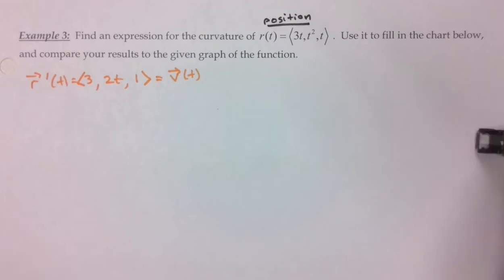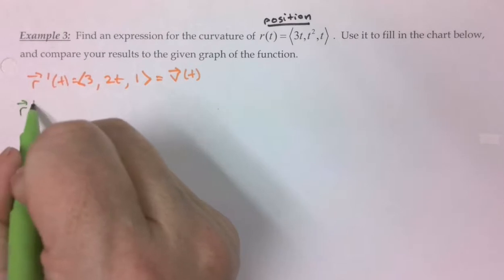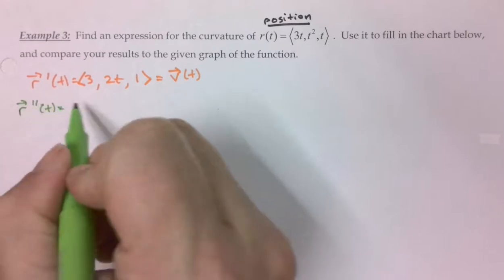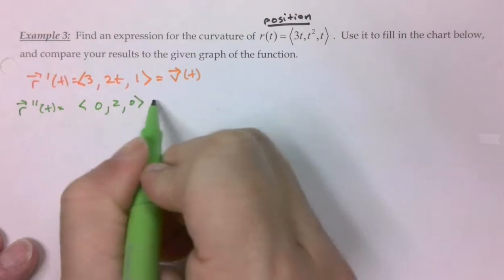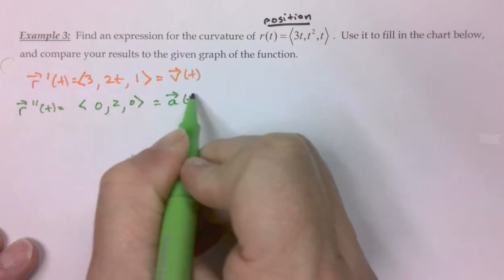Apparently I wrote the last of the word acceleration on another sheet of paper. My fault. Okay, so now what? I need the acceleration vector, but acceleration would be the second derivative of position. So that would be here, r double prime of t, which is 0, 2, 0. And that's my acceleration vector.